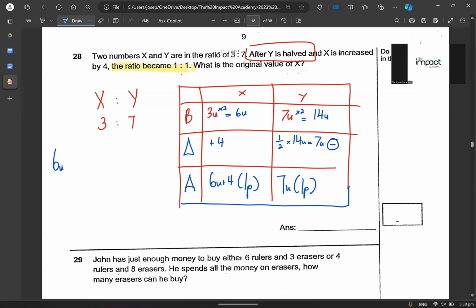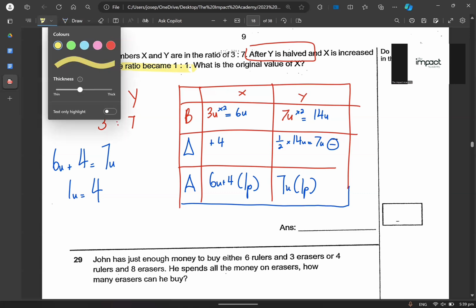They're trying to tell you that 6 units plus 4 is actually equal to 7 units. They are the same thing. So just form your equation. You can see 1 unit is actually equal to how much? 4. Agree or disagree? Agree or disagree?